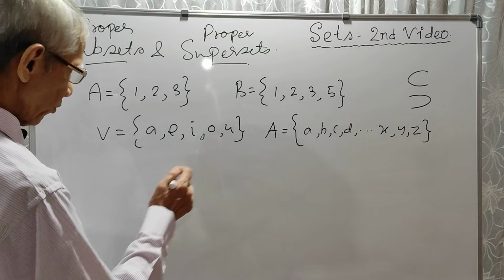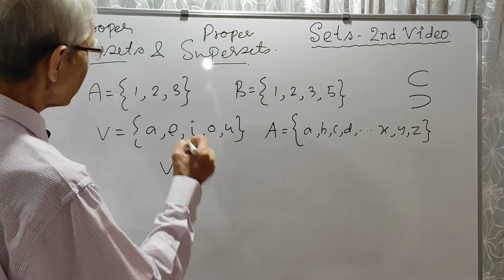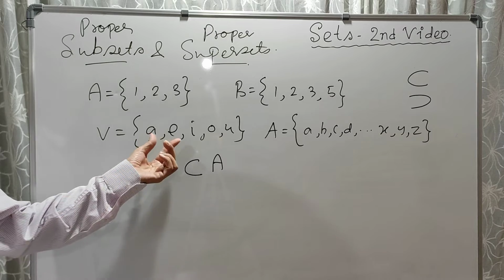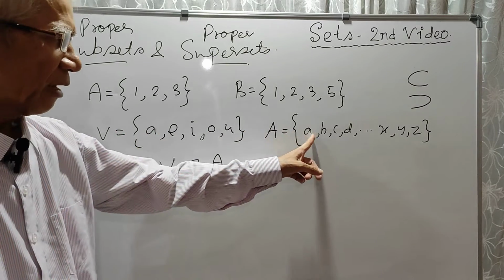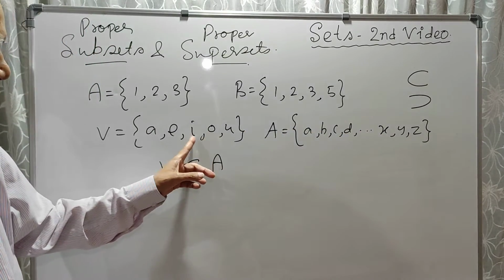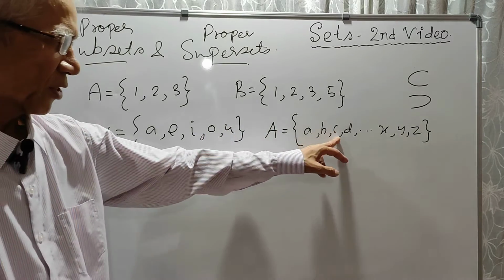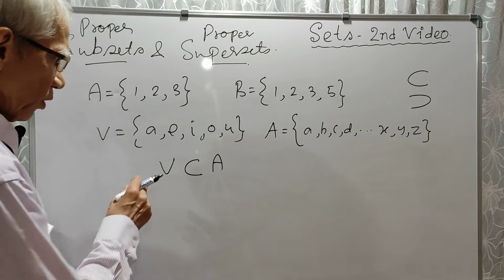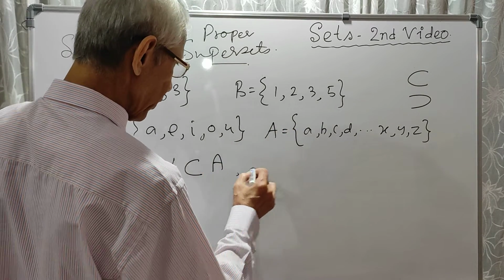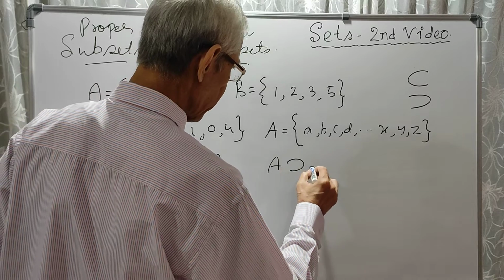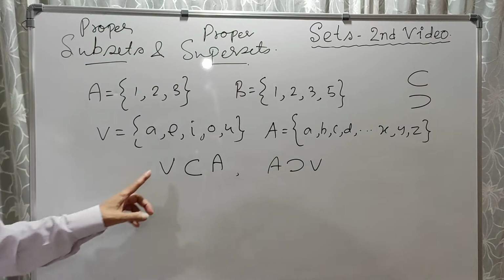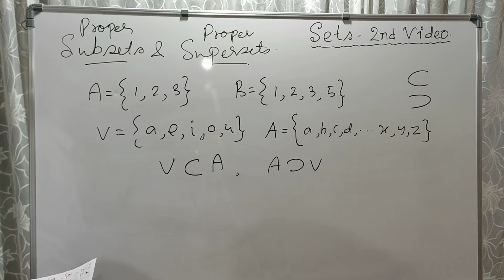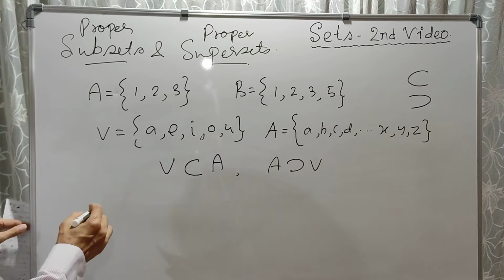Therefore, V is a proper subset of A, because all the elements of V are present in A plus how many extra? 21 extra. There are 21 extra because this has total 26 and this is 5. 21 extra elements. So if V is a proper subset of A, then A must be a proper superset of V. So V is a proper subset of A and A is a proper superset of V. All right.